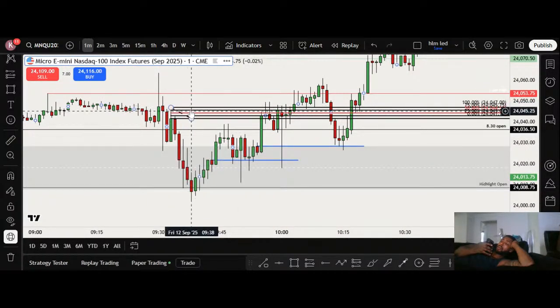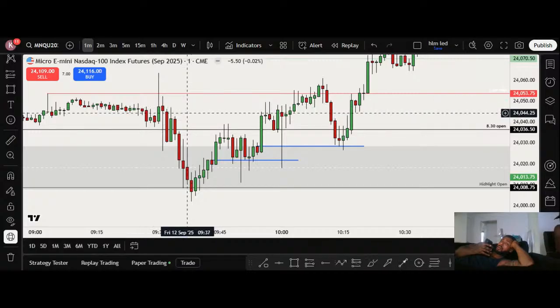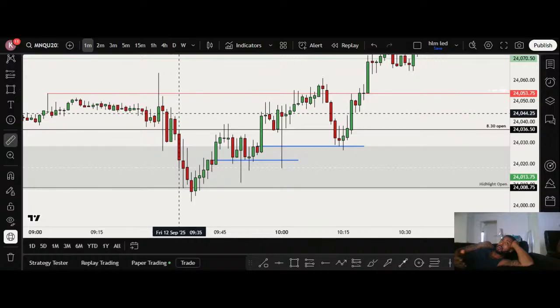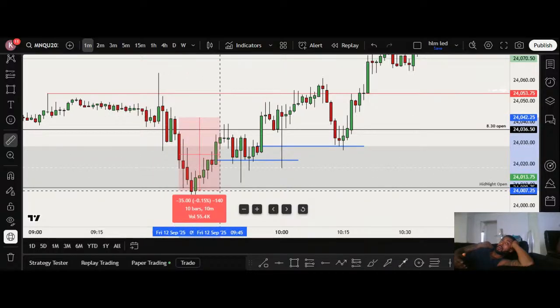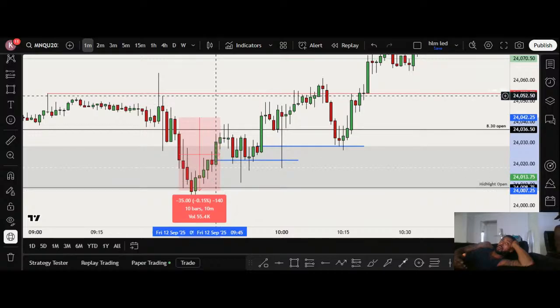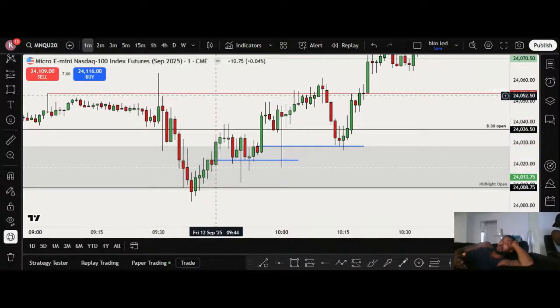Cool. Now, caught that play. That was nice. Let's get my measuring tool. Caught that play. That would have been a nice little 35 points for you. Beautiful. All right, let's get into the real move now.